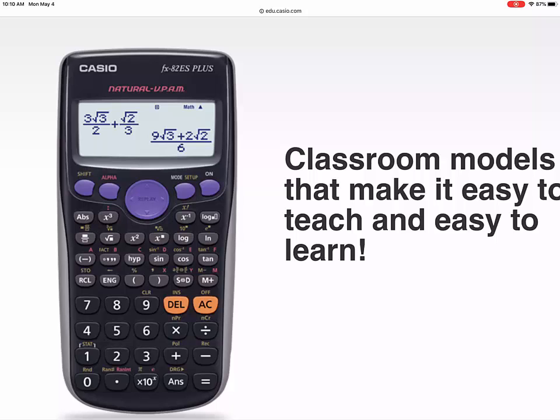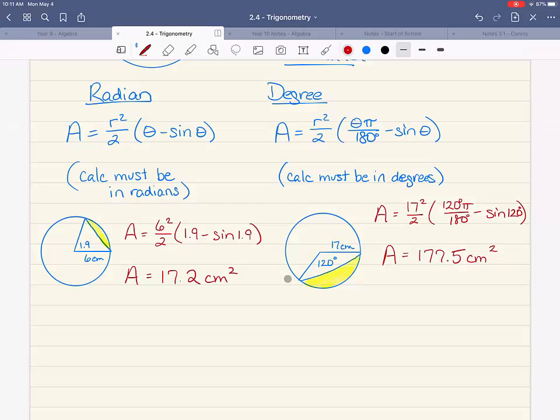So let's say you need to switch back to degrees. You push the shift key again, you push the setup key, and then you choose number 3 to put it back in degrees. So 3 is degrees and 4 is radians. So hopefully the problems are split up to where you do all the degree problems first and all the radian problems second, and then you don't need to really worry about it too much. That is the end of the lesson.